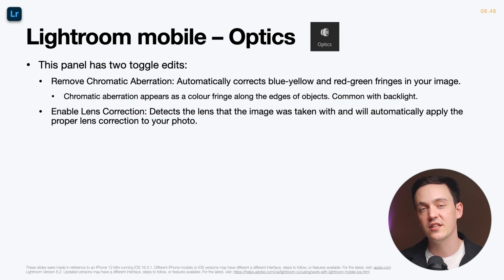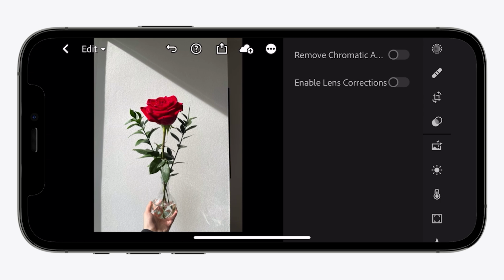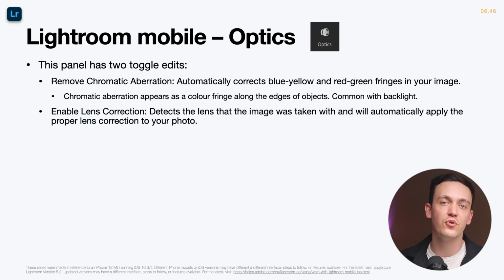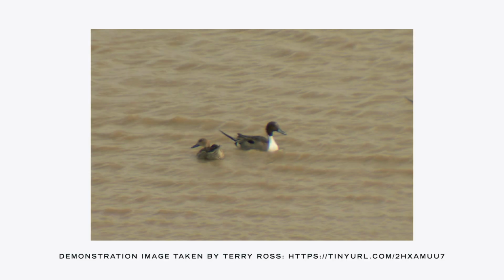The next panel in the Lightroom editor is called Optics. Within this menu, we have two edits that we can toggle on or off. The first tool is called Remove Chromatic Aberrations. A chromatic aberration appears as a color fringe along the edges of subjects and will commonly appear along the edges of subjects against a bright backlight.